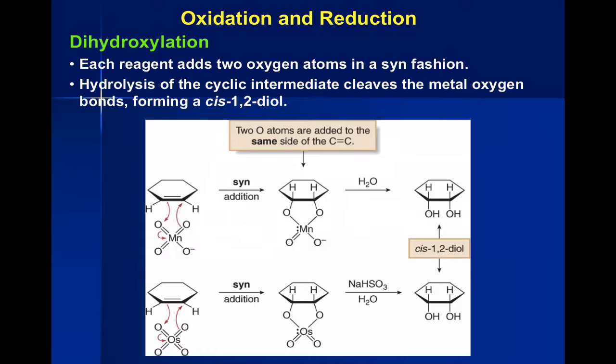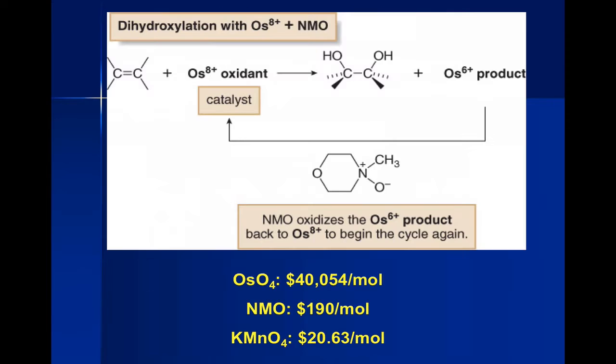Osmium tetroxide has essentially the same structure. Okay, so you would expect the same type of mechanism. You get this osmate species, which then has to be reduced off with sodium bisulfite. So this is a two-step process. So this step followed by that step, whereas this is all really in one pot.